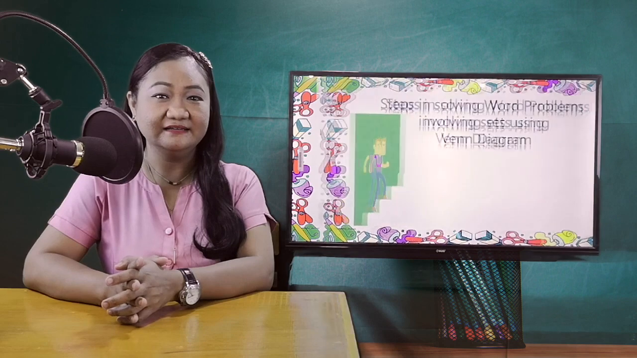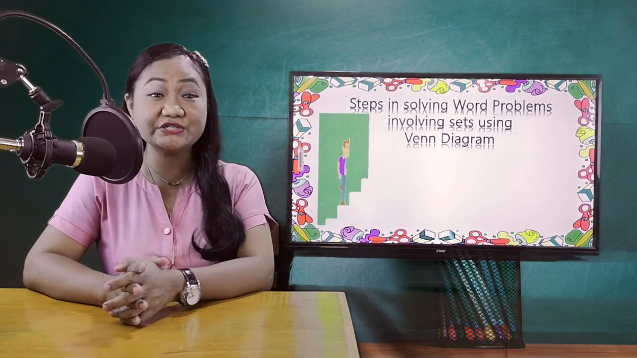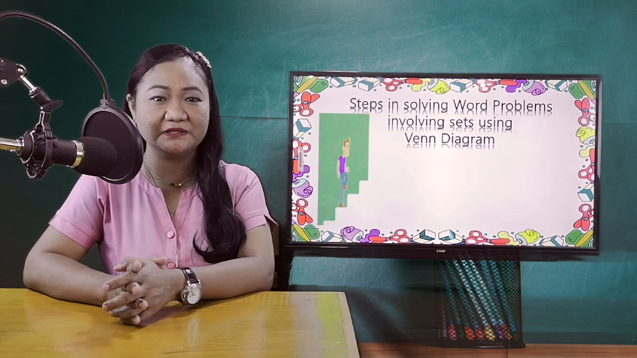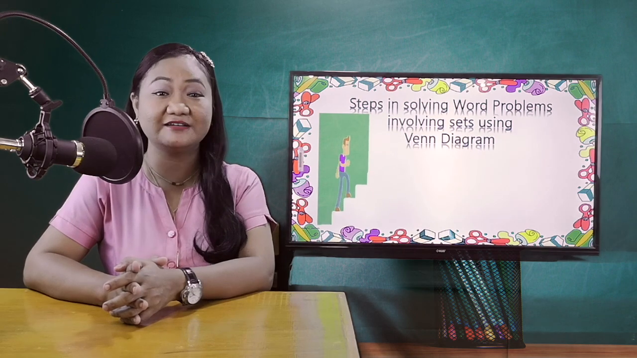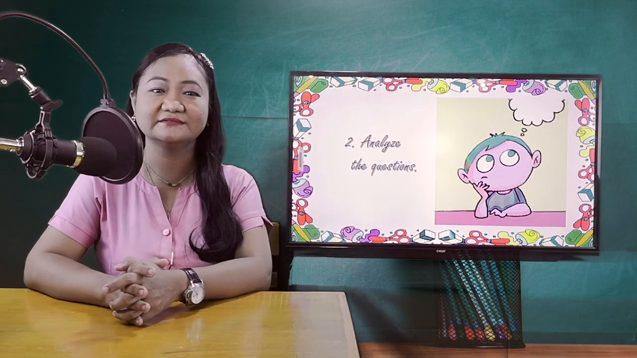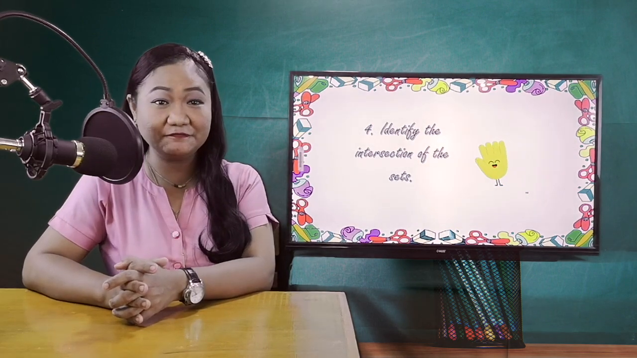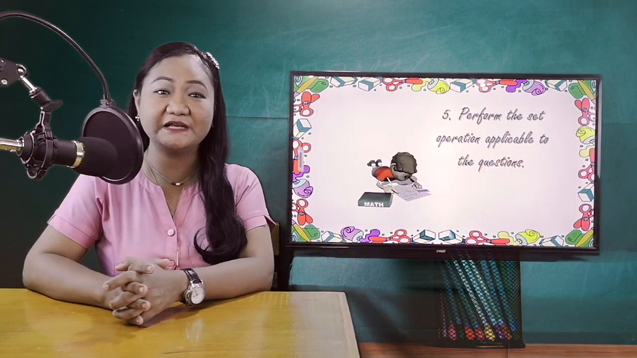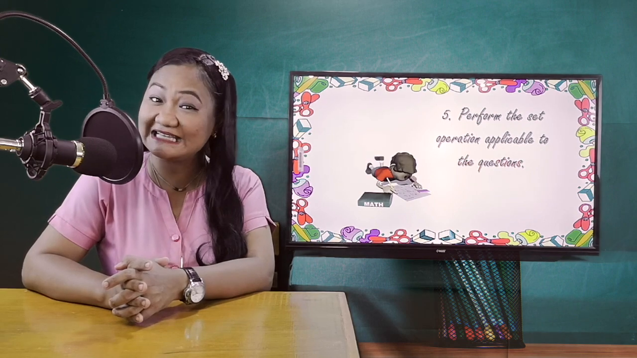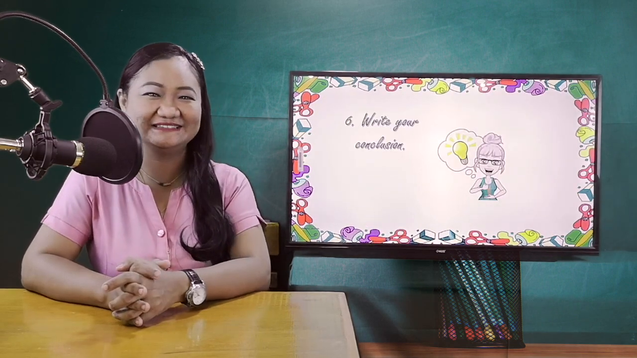In summary, these are the steps that we should remember in solving worded problems involving sets using the Venn diagram. First, read and understand the problem. Second, analyze the questions. Third, draw a Venn diagram. Fourth, identify the intersection of the sets. Fifth, perform the set operation applicable to the question. And sixth, write your conclusion.